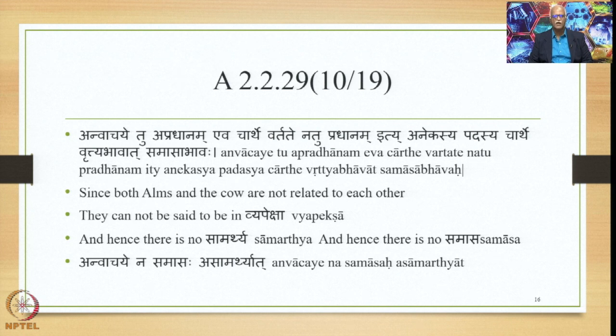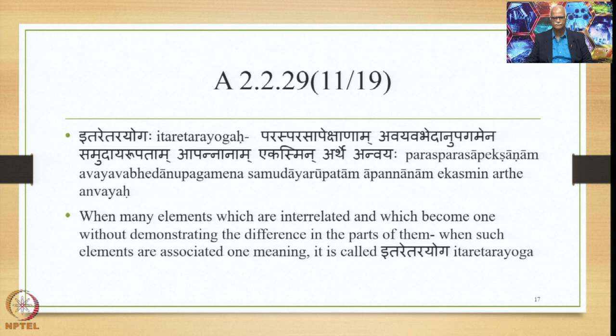Since both alms and cow are not related to each other, they cannot be said to be in vyapeksha. And hence there is no samarthya, and hence there is no samasa. So the traditional commentators say, anvachaye na samasaha asamarthyat. There is no samasa because there is no semantic relatedness. What remains are the two other explanations of chartha, namely itaretara yoga and samahara. Let us study them now.